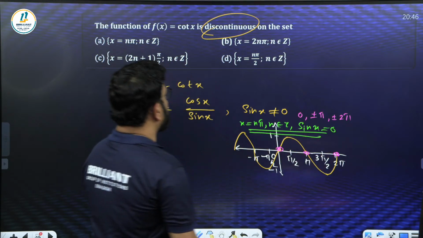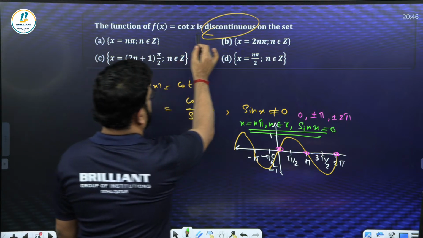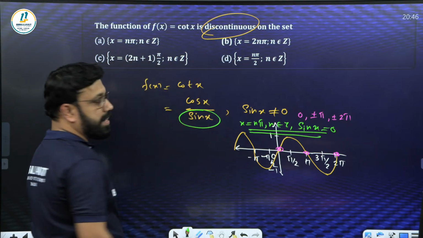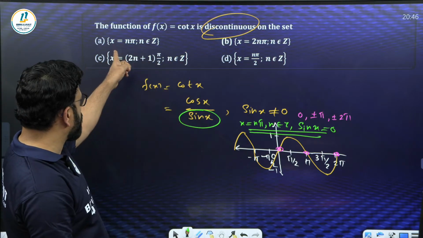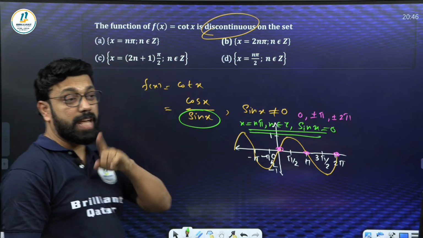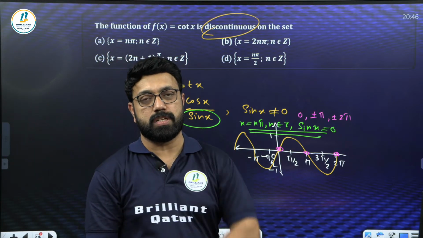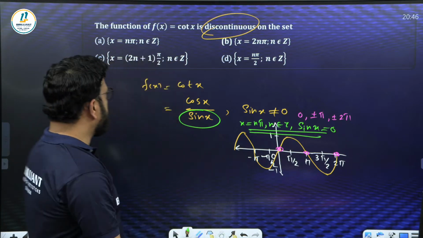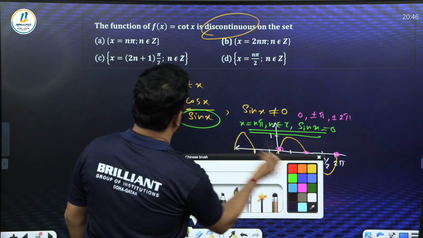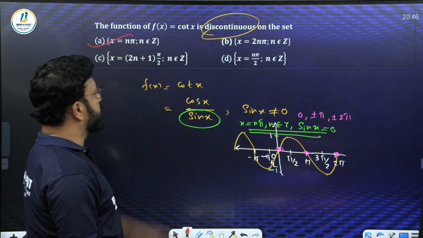At that time, it will be discontinuous. Cot x is discontinuous where? When sin x equal to 0. When sin x goes to 0, option A, x equal to n pi, where n belongs to z. At that time, it is discontinuous. So, option A is the right answer. No need to check the other ones.